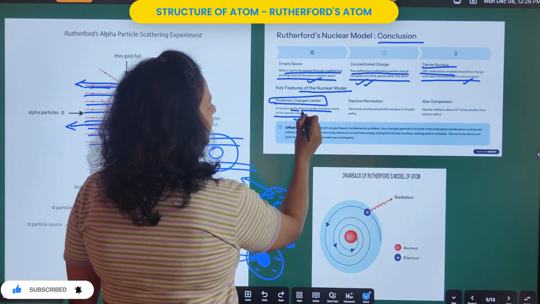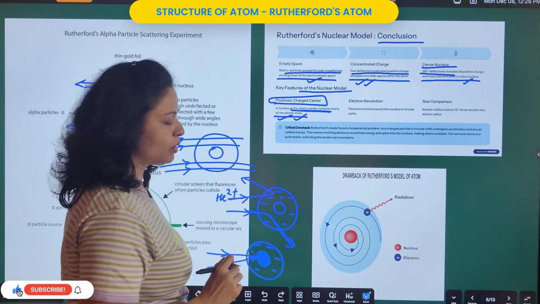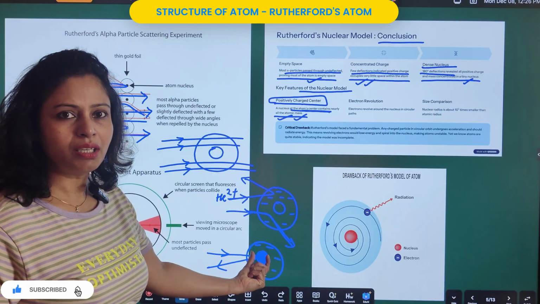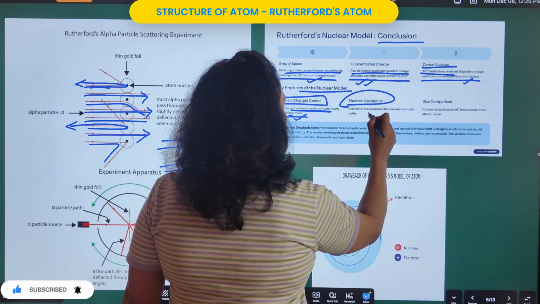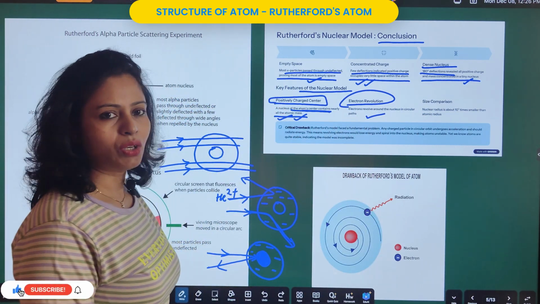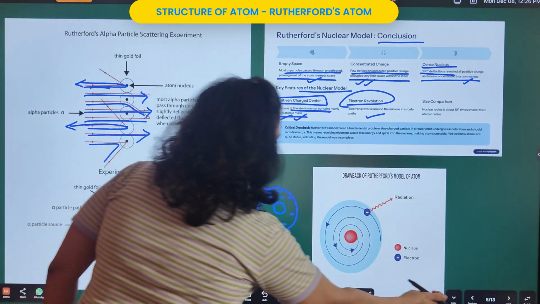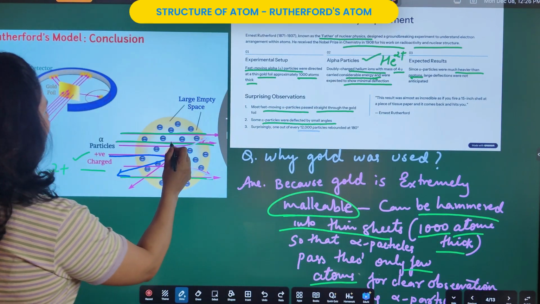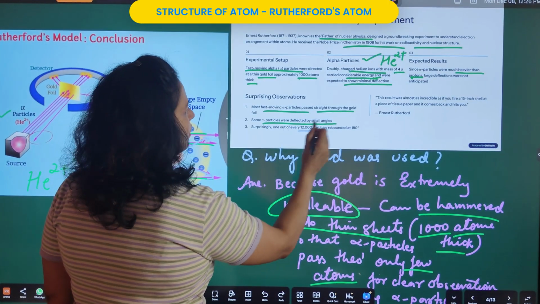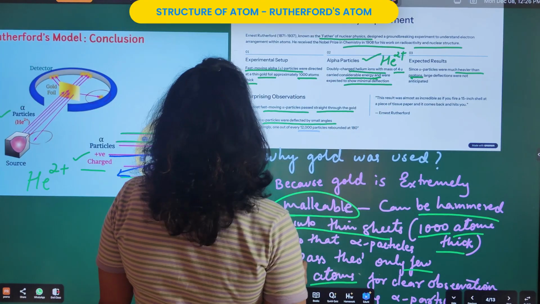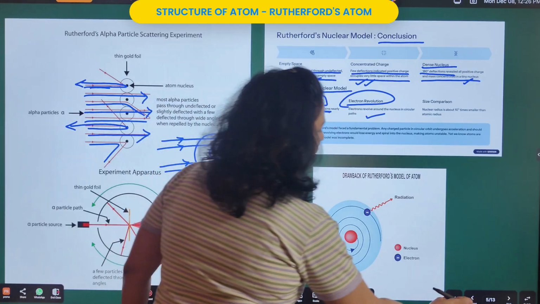Nucleus at the atom center contains nearly all the atomic mass. So whatever atomic mass there is, it is concentrated in the center of the atom, that is, in the nucleus. And electron revolution: electrons revolve around the nucleus in a circular path. He said that electrons are revolving around the nucleus in a circular path.